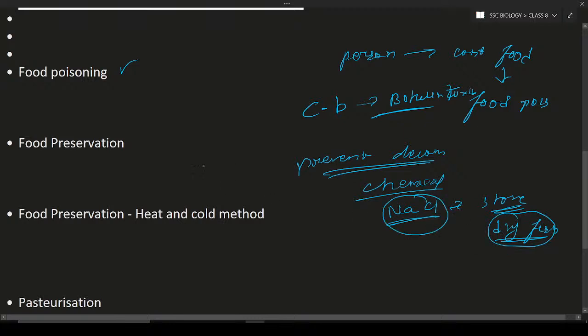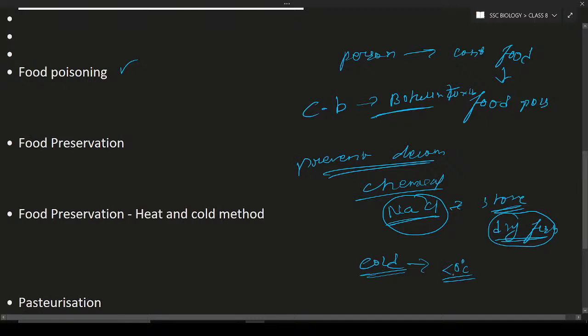Okay. Next is the cold method. If you put an apple or a vegetable inside the refrigerator, the temperature will be less than 0 degrees Celsius. Such kind of lower temperatures, okay, less than 0 degrees Celsius, are mainly suitable for storing food materials under preservative conditions.